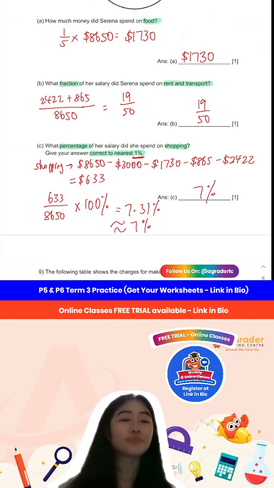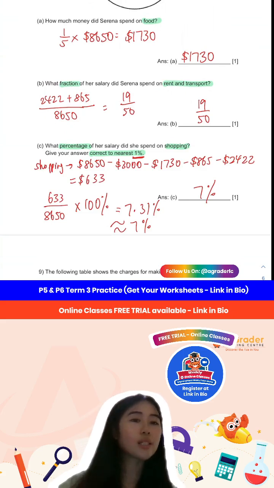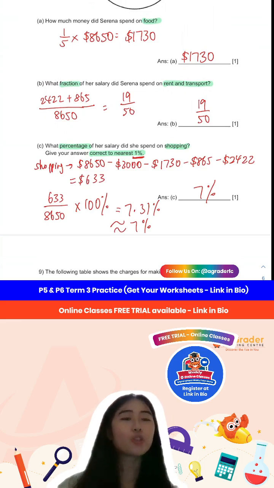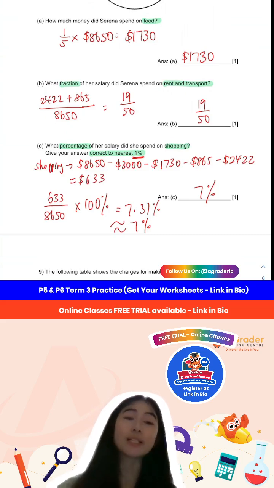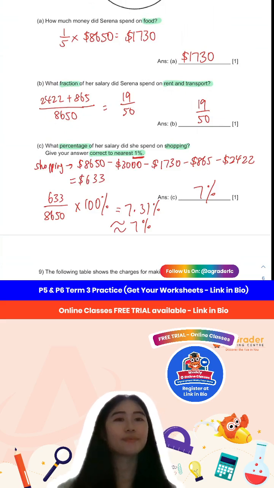So Wong's Nikki is correct. Supernova, 7.3 is not the answer, because 7.3 is not the nearest 1%. That is the nearest one decimal place. Yes, Wongs, you can round down because, yeah, girl math. Why not?